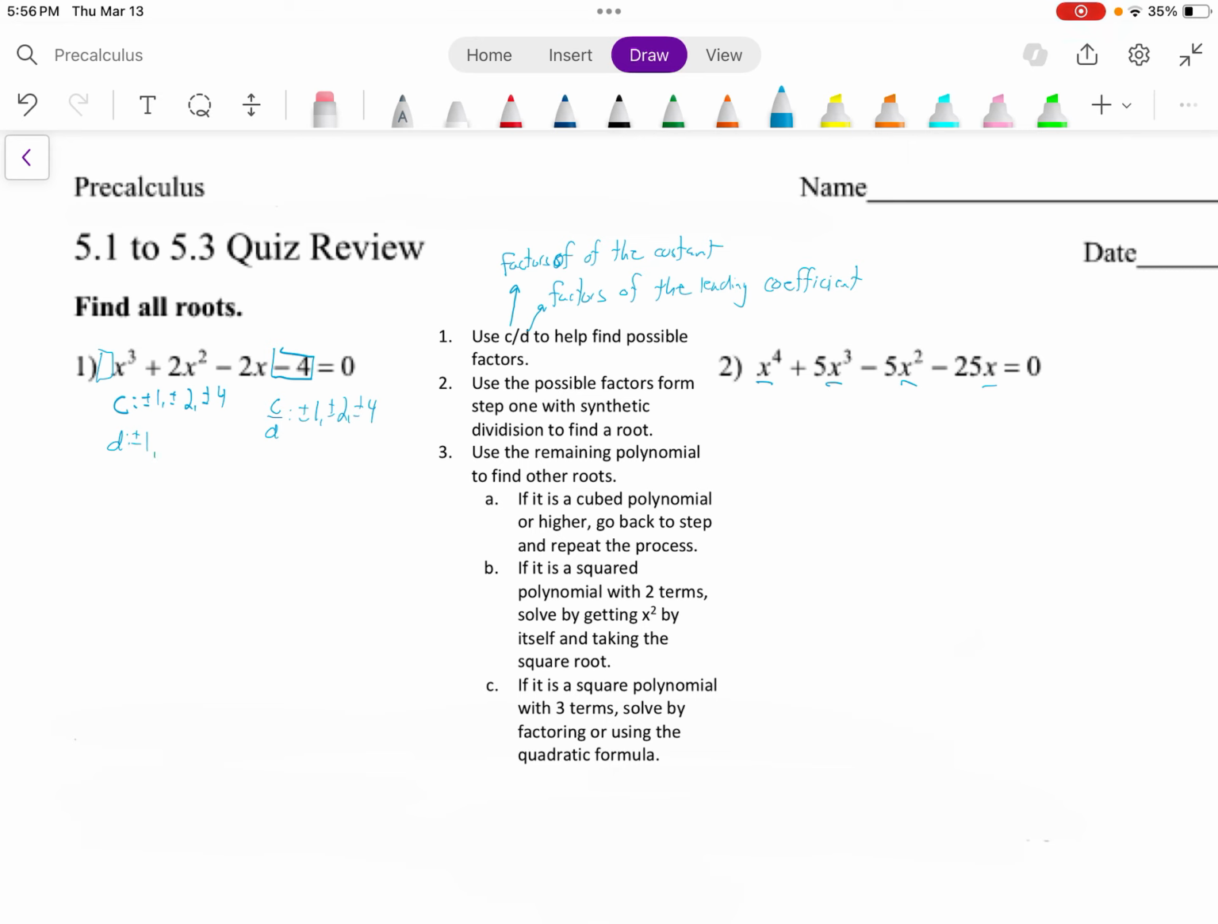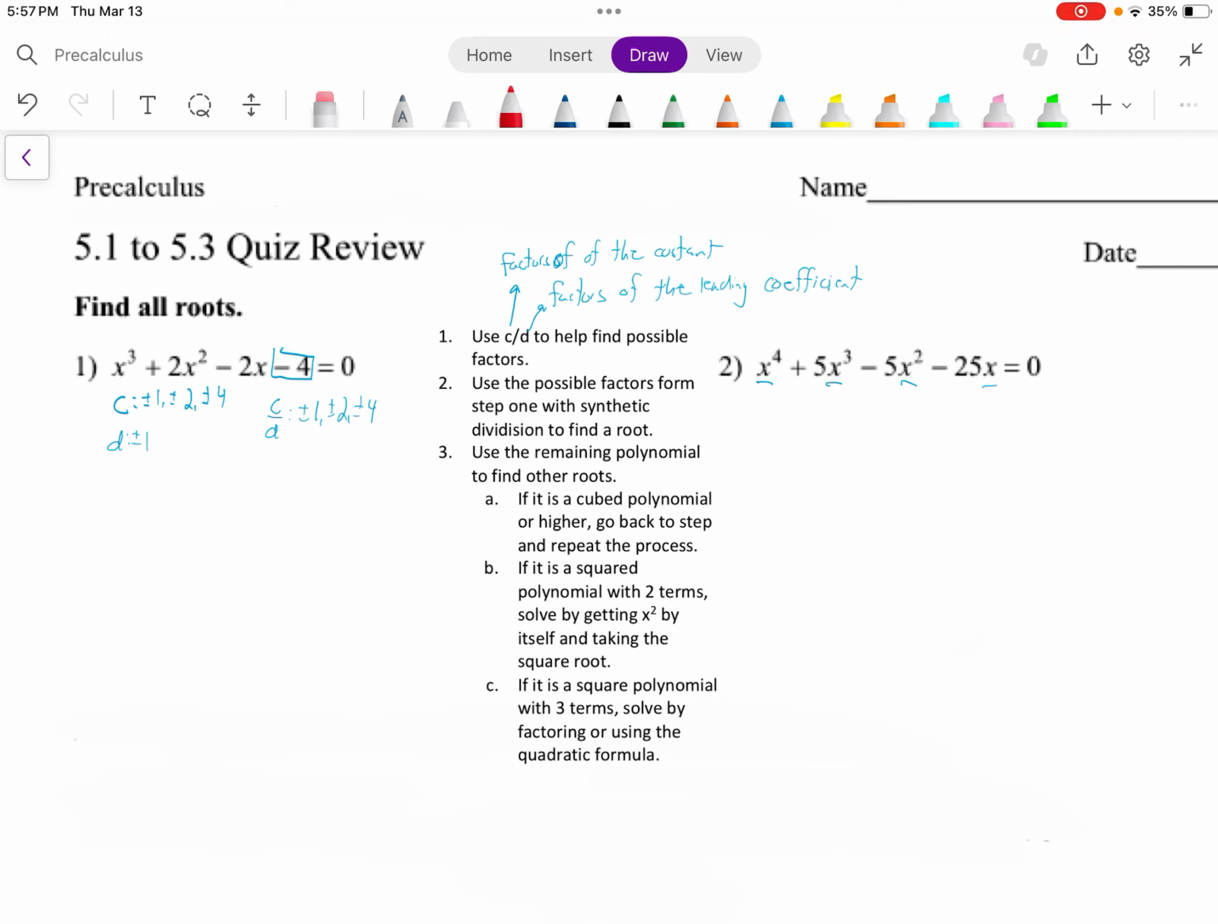If the leading coefficient, which I know it's not, was 3, we would have to have 3 here, and then we would have more. We would have like 1/3, 2/3, and 4/3, just in case you run into something like that. But it didn't have a 3, so we don't put those. And so that's step 1 there. Now we're going to use the possible factors from step 1, plus or minus 1, plus or minus 2, plus or minus 4, along with synthetic division to hopefully find one of our roots.